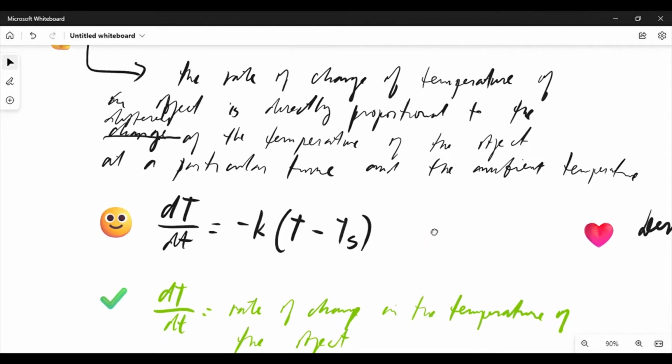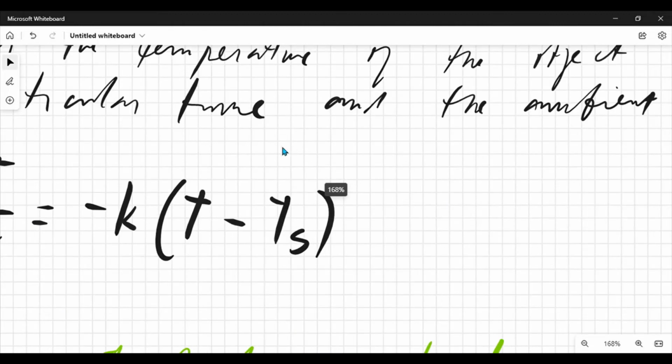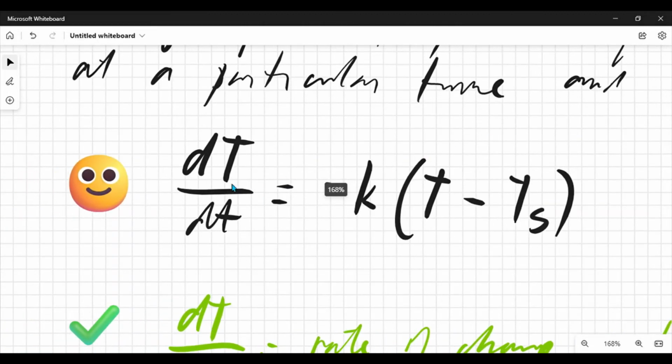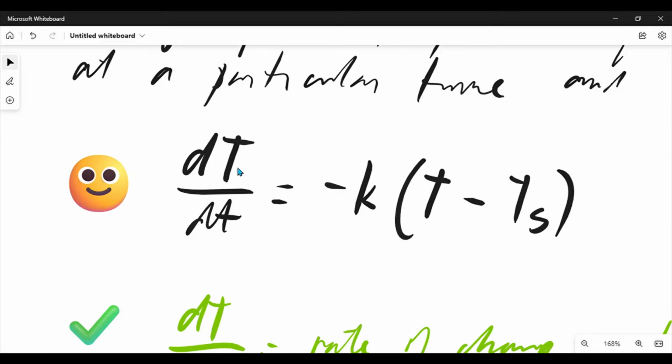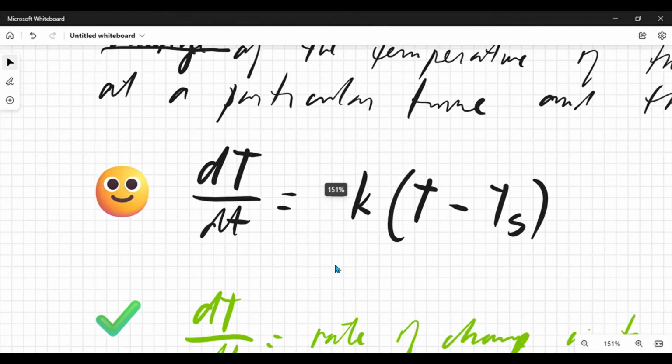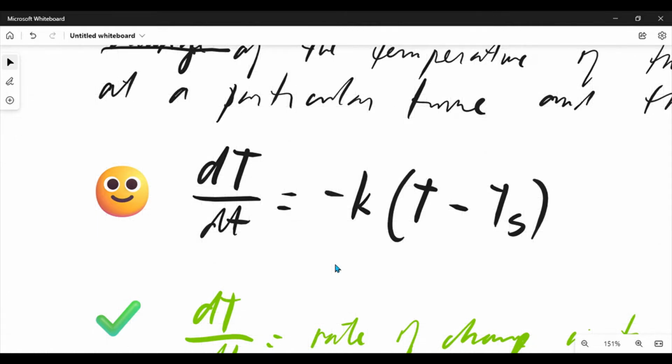So in terms of an equation, we will be using this differential equation. We have dT, capital letter T referring to the temperature, with respect to time t, and this is equal to negative k times the quantity T minus T sub s. We have here negative k because, of course, the temperature of the object here is being lowered.